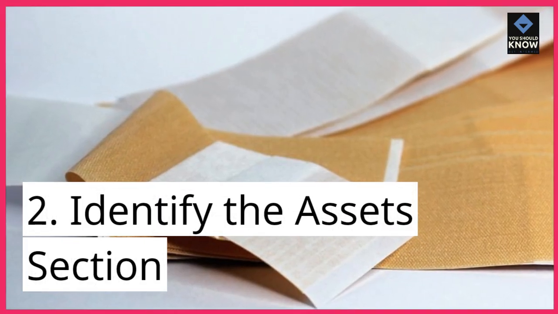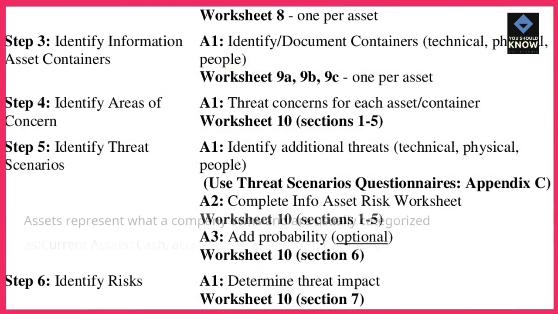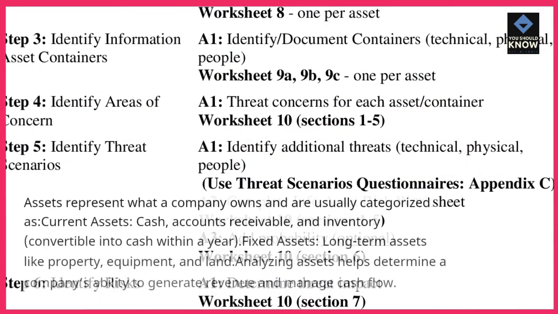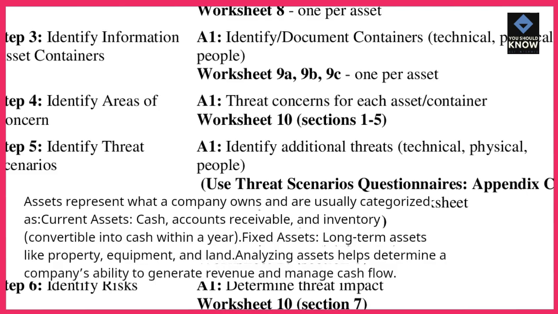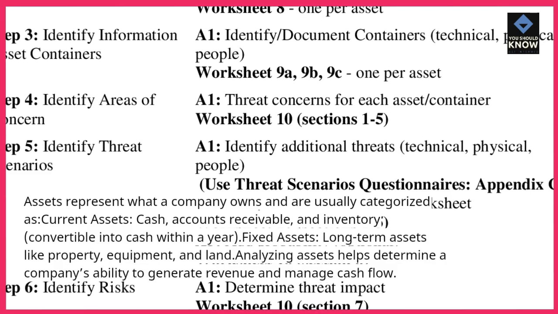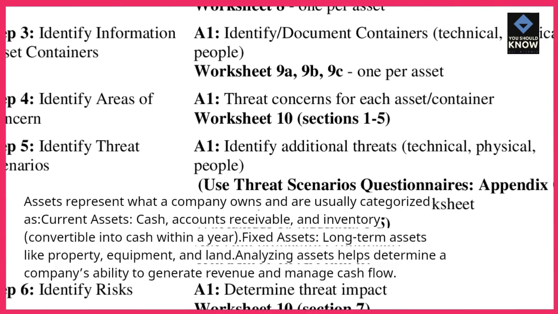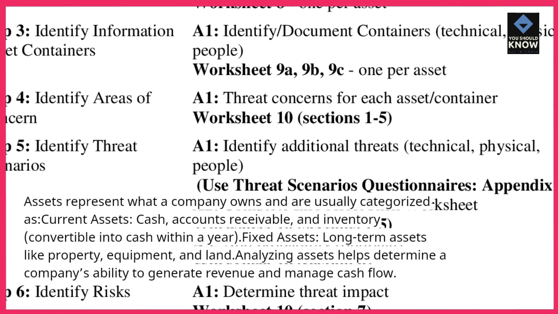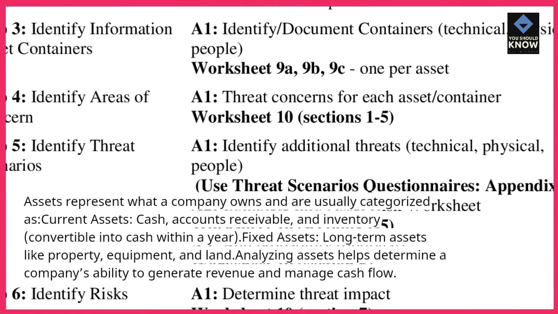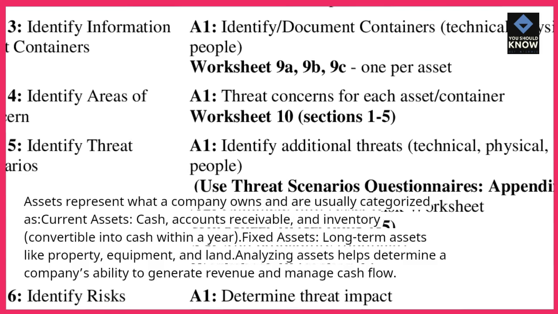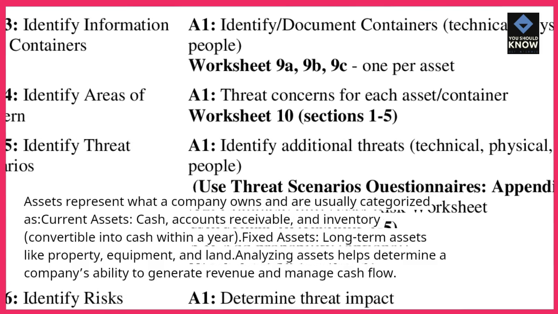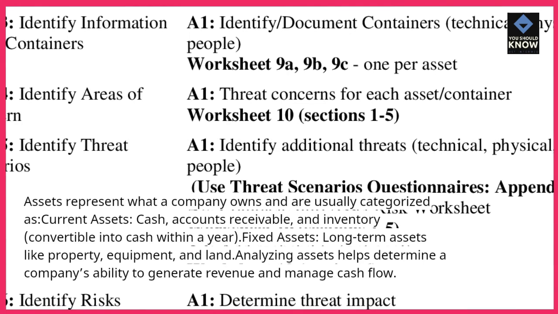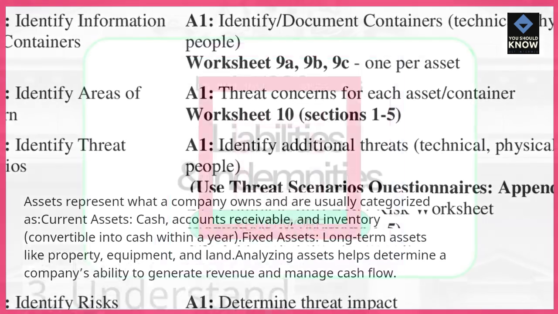2. Identify the assets section. Assets represent what a company owns and are usually categorized as current assets, cash, accounts receivable, and inventory, convertible into cash within a year, and fixed assets, long-term assets like property, equipment, and land. Analyzing assets helps determine a company's ability to generate revenue and manage cash flow.